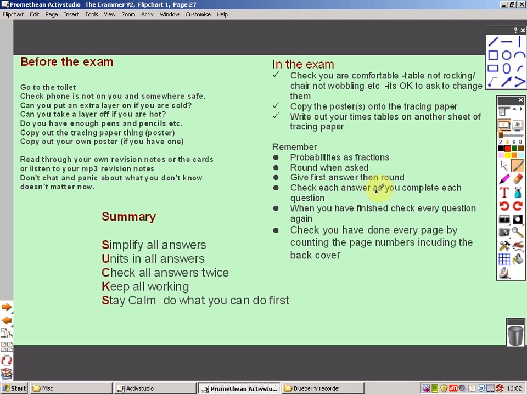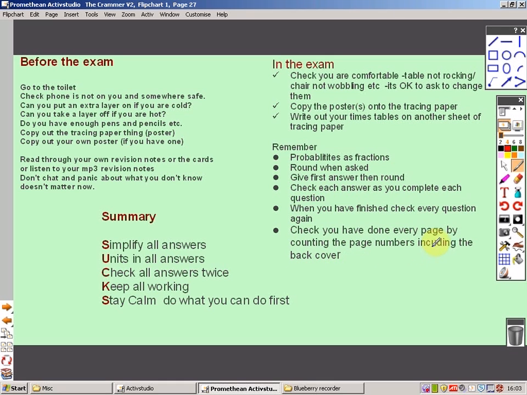Check every answer as you complete each question. That's really important. When you get to the end of the paper and you've done everything, go back and check every question again. And finally, check you've done every page by counting the page numbers. So actually look at the page numbers and count them as you go through. If a page has got stuck together, you may notice that. In quite a few exams, I've seen people have the centre page stuck together and they don't actually do it until 2 minutes before the end of the exam, when they realise they've missed the whole page out. Also, the back cover. So many people forget to do the back cover.